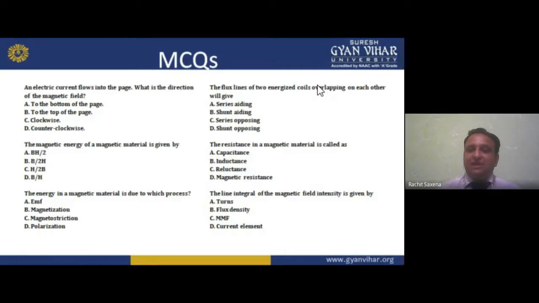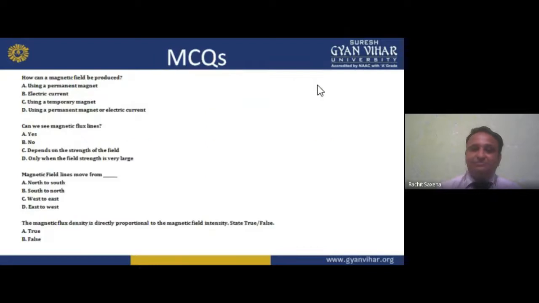The resistance in a magnetic material is called what? The line integral of a magnetic field intensity is given by turns, flux density, MMF, current element. How can a magnetic field be produced? Can we see magnetic flux lines by naked eye? Magnetic field lines move from north to south, south to north, west to east, east to west. The magnetic flux density is directly proportional to the magnetic field intensity. True or false? So you have to state this.